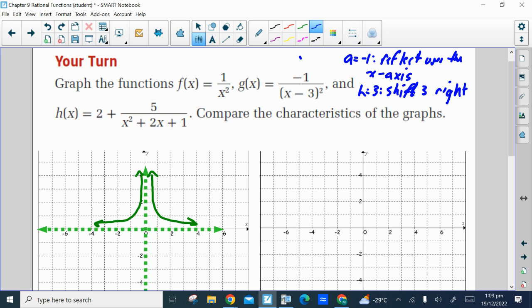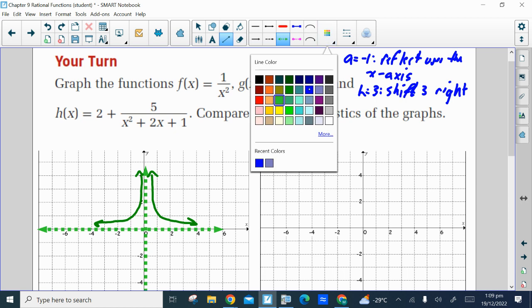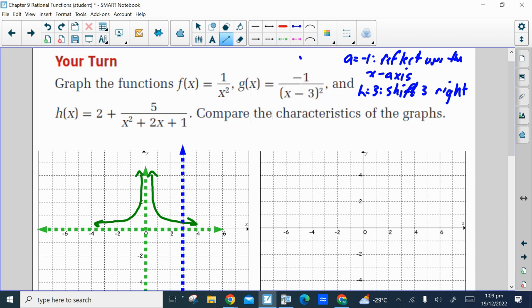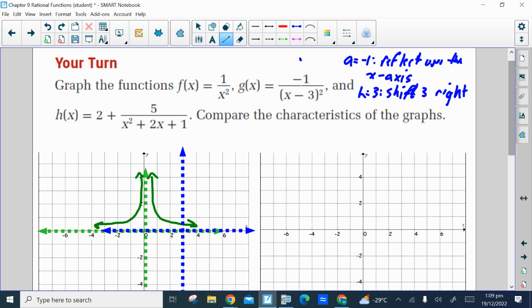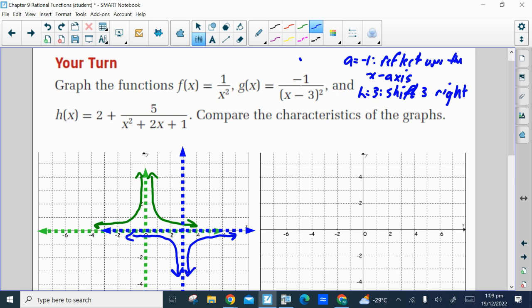Which is going to change that vertical asymptote. It'll now be at x equals 3. Doesn't change the horizontal asymptote, the x-axis. But also because it's reflected over the x-axis, this graph will go downwards instead of upwards. So there's the new graph.